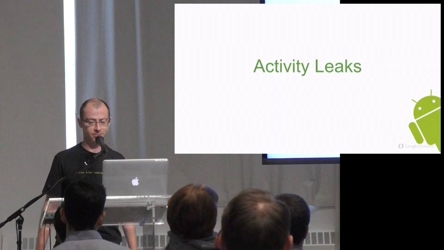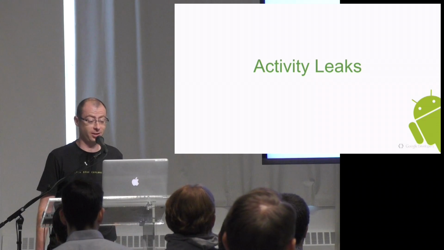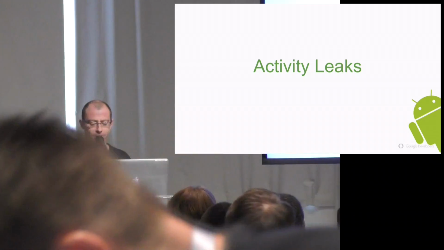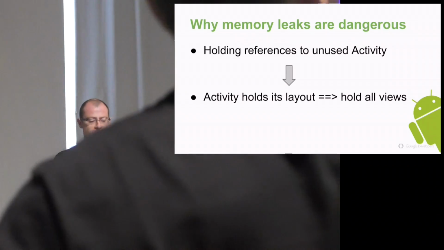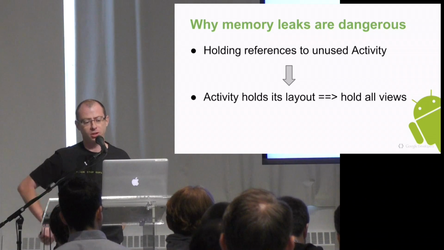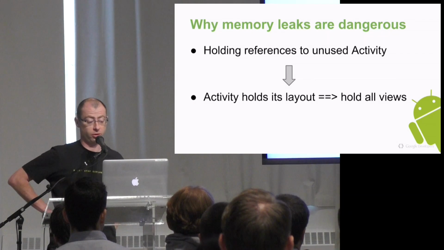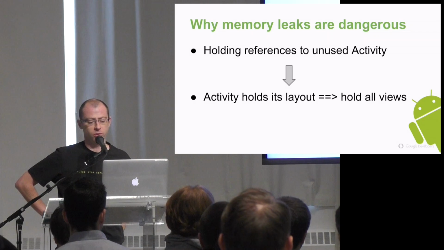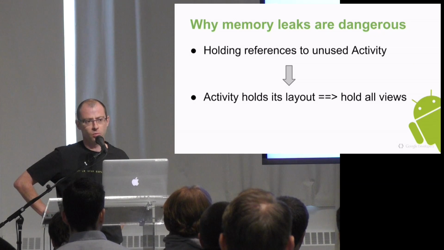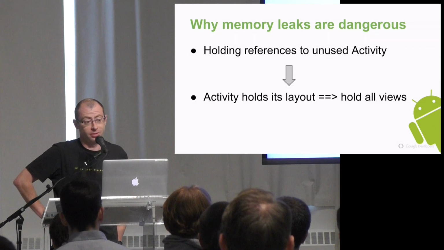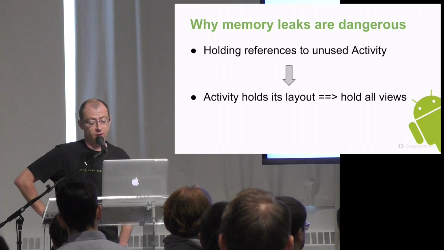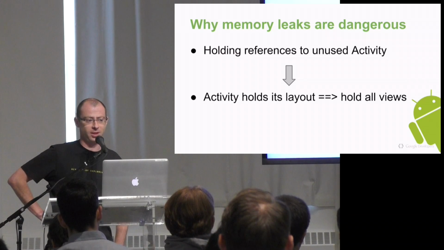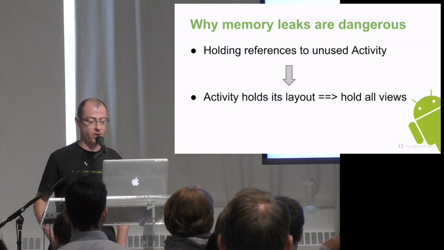Our first friend among the things that we need to fix is activity leaks. Let's see why they happen. Activity leaks, or memory leaks in general, are extremely dangerous. If we hold a reference in our code to an unused activity, we hold all its layout. And the layout, in turn, holds views. That results in many, many pixels you don't want to store in your memory.